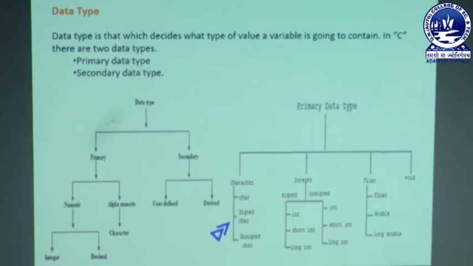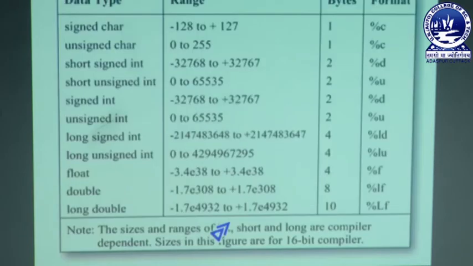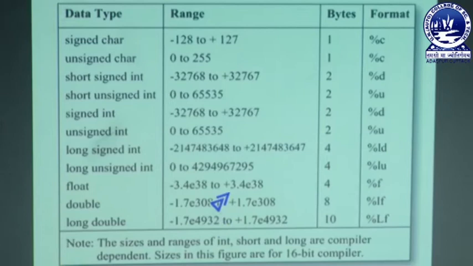Primary is again divided into numeric and alphanumeric. Numeric is divided into integer and decimal. Again alphanumeric is categorized as character, and secondary data type is divided as user defined and derived. So moving on to details of each data type, you can clearly see all the data types are listed here.